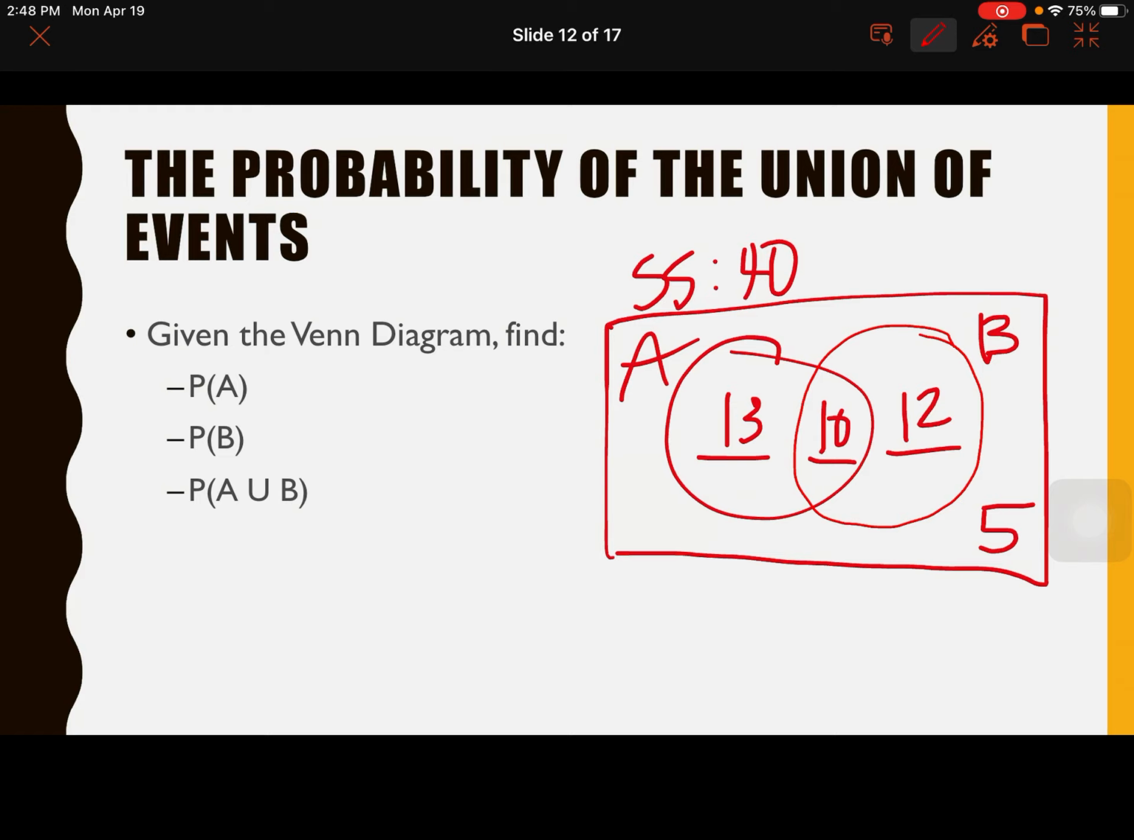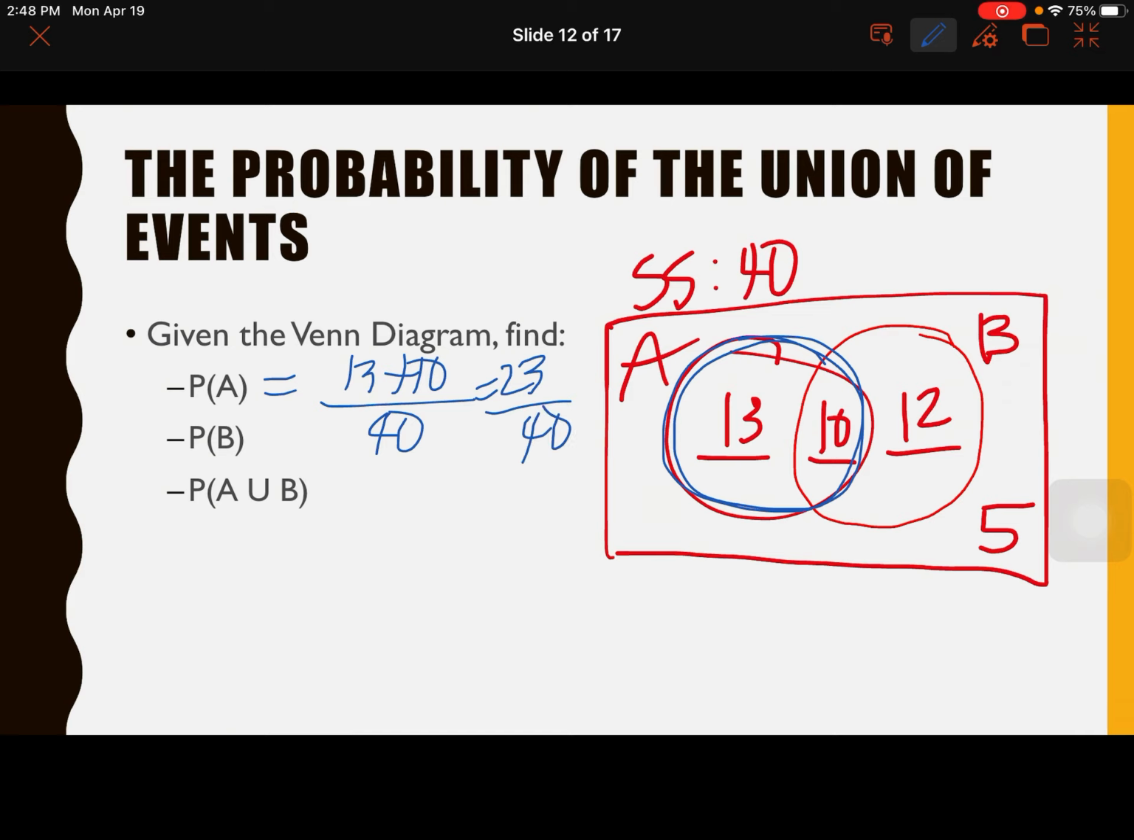Okay? So we're going to look for the probability of A, the probability of B, and the probability of A union B. So all we have to do is look at the data that we are given. So if we're going to be looking for the probability of A, kailangan nyo nasa loob ng circle of A. Tama? So, you're going to add the 13 and the 10. And you're going to divide that with your sample space, which is the total. So, all in all, you will have 23 over 40 for the probability of A.